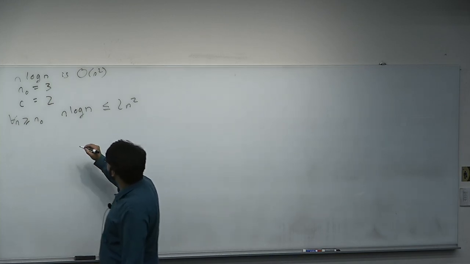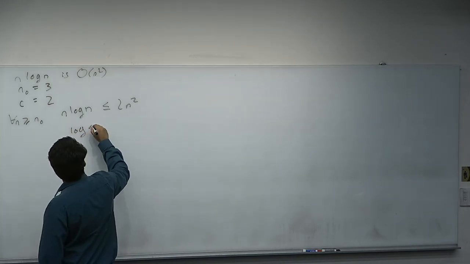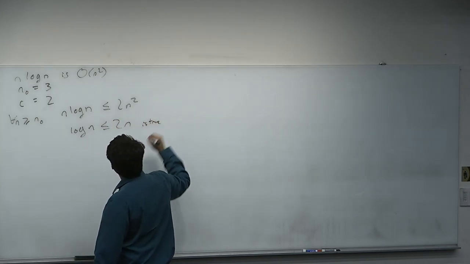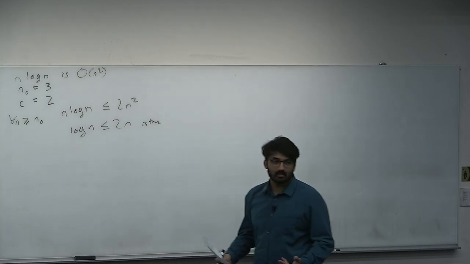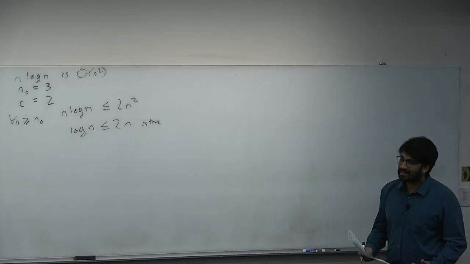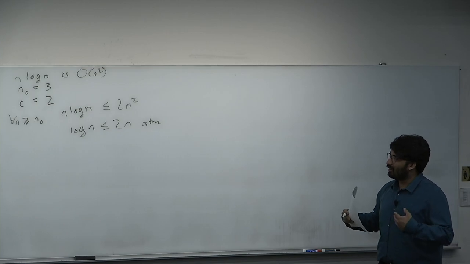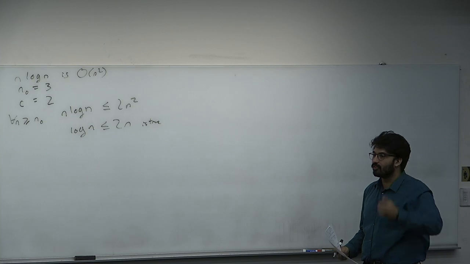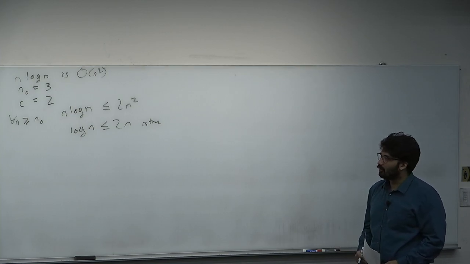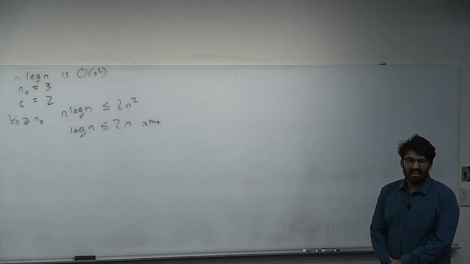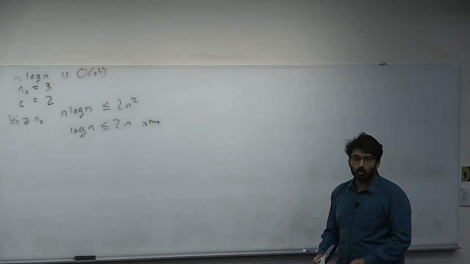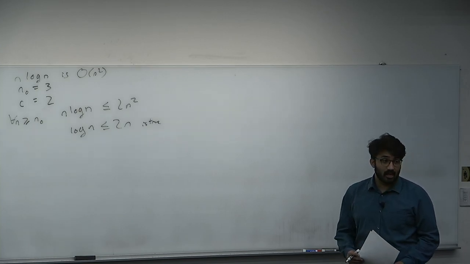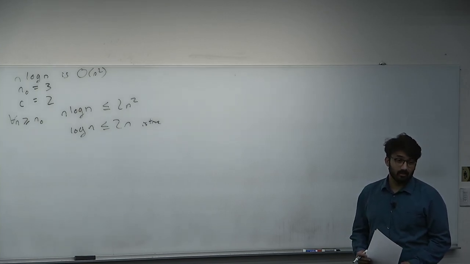If I divide both sides by n, I get that log n is less than or equal to 2n, which is true. So we see that n naught and c are witnesses for this, and that n log n is O of n squared, right? This is how you would prove, if asked to prove one function is big O of the other. It's almost too boring to be interesting. You would simply say we proceed directly. I choose my witnesses n naught and c, and then I proceed, right?